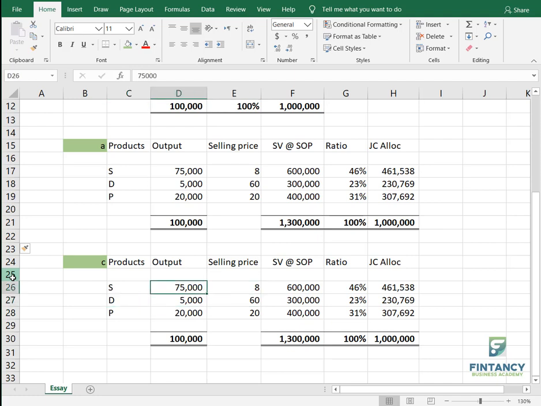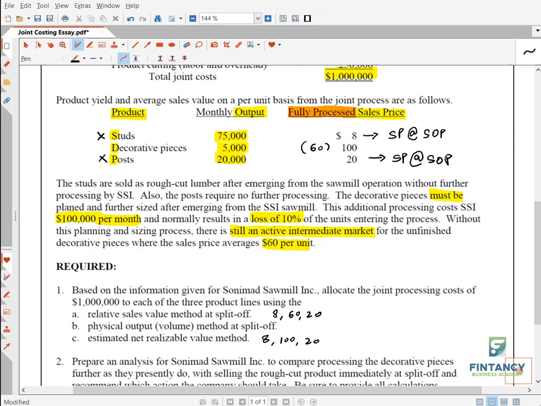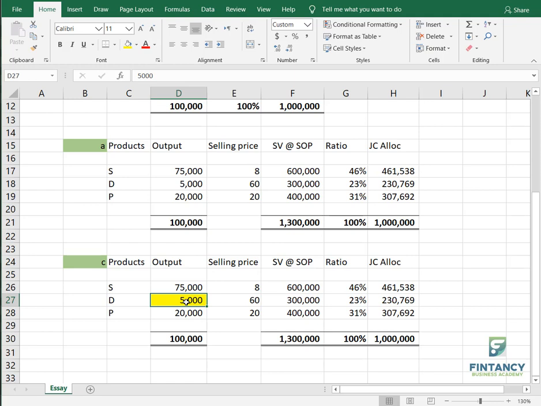So see, what will change here? This will change, right or not? I am highlighting it what I will change. I will change my output of D, right or not? Because there is a 10% loss when I will process further, remember. Remember they told you there is a loss of 10%. So what 10% loss of 5,000? Remember S and P we are not processing further. We are only processing D. Okay, I'm writing here also process further.